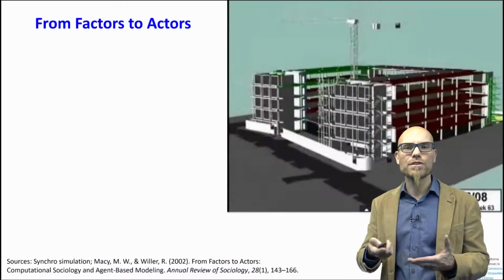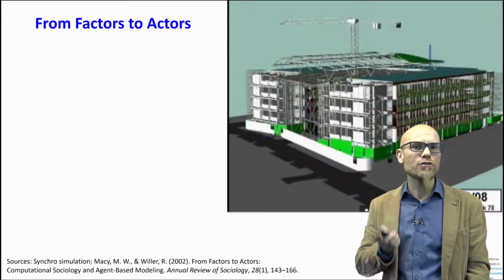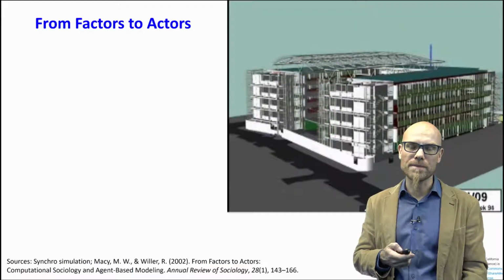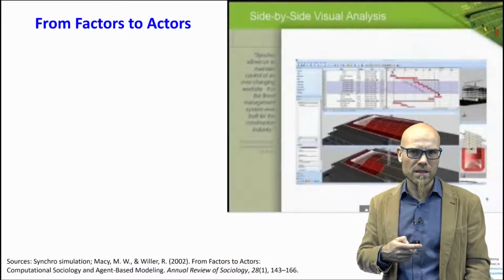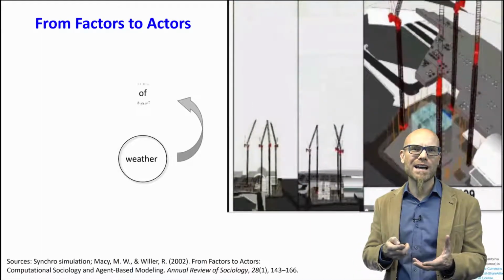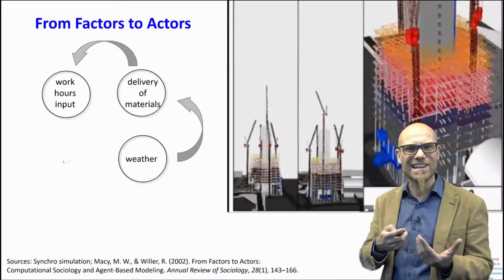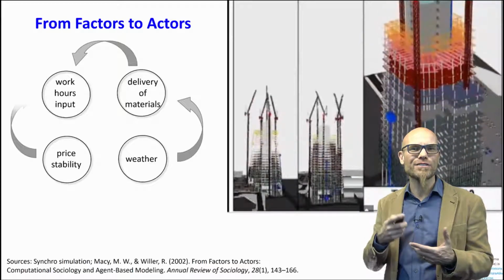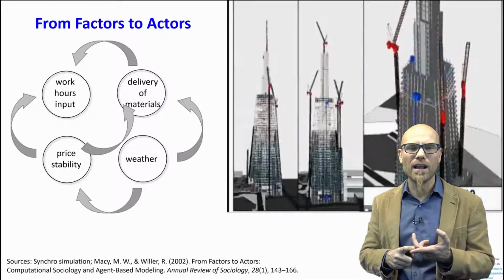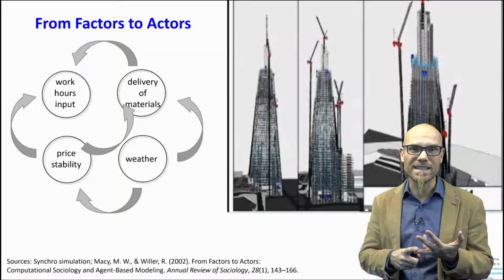in order to see how they would hold, to study them before they would spend all this money in building them. Traditionally, these simulation models coming out of systems theory have been based on factors. What are factors? Factors are already aggregate variables that describe something. So for example, if you want to understand how to build the outline, the schedule of how to build a building, you need to consider things like the weather, the schedule of delivery of the material, the work hours input that you have available, the price stability, and so forth.